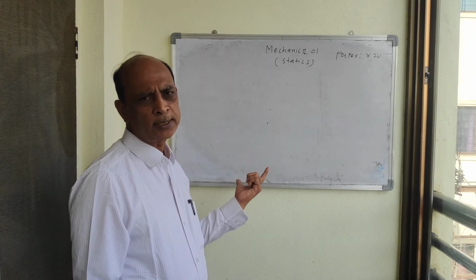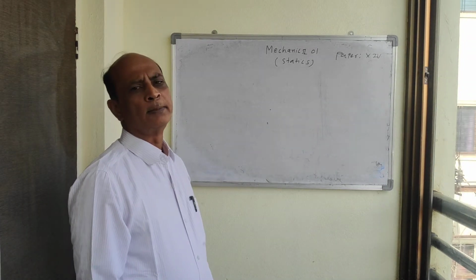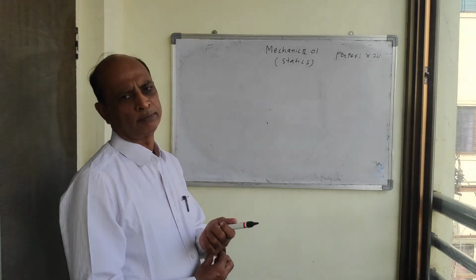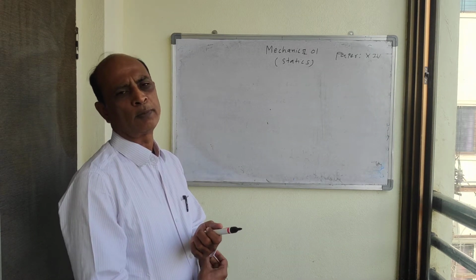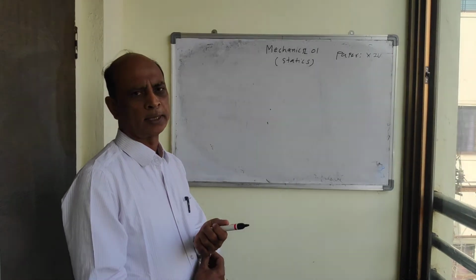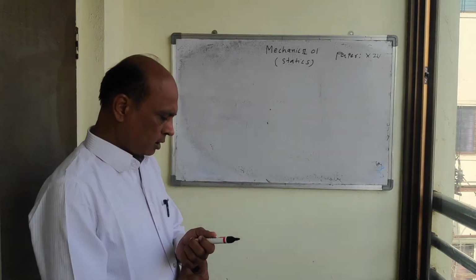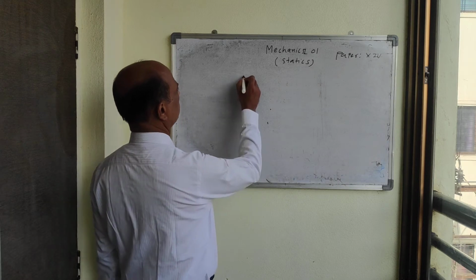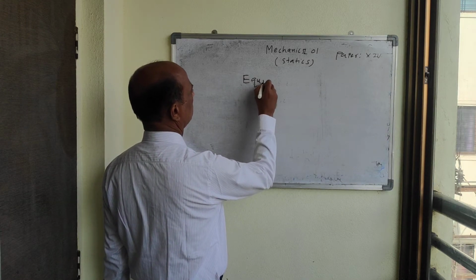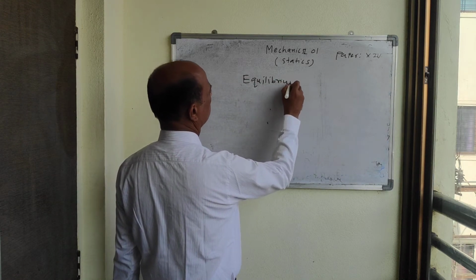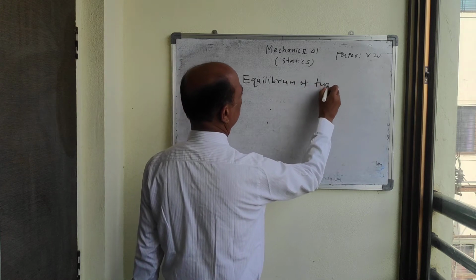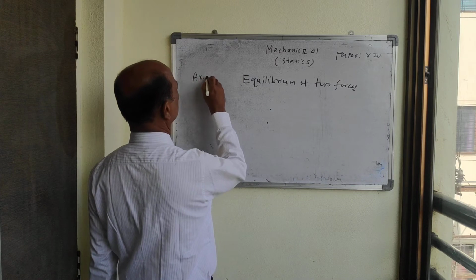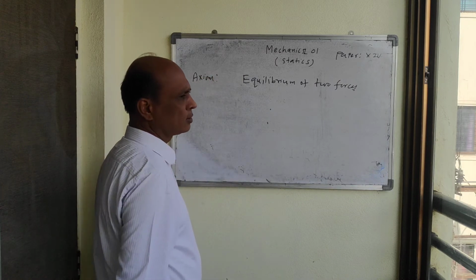Now statics means it is the branch of mechanics which deals with the equilibrium of a system at rest. Now there is one axiom of equilibrium of two forces. Equilibrium of two forces. There is an axiom. Now what is that axiom?